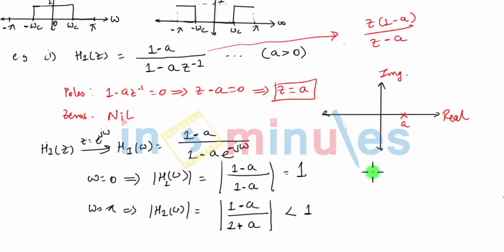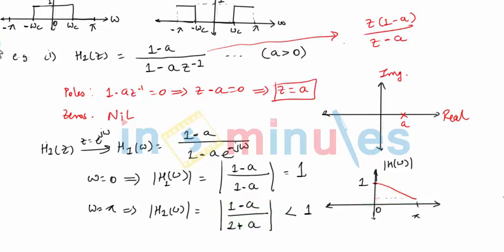Stable. So a is greater than 0, and at the same time a is less than 1 also. So that condition is also something that we must mention. And only if a is less than 1, (1 minus a) upon (1 plus a) will be a value that will be less than 1. Alright, so this is what we conclude.